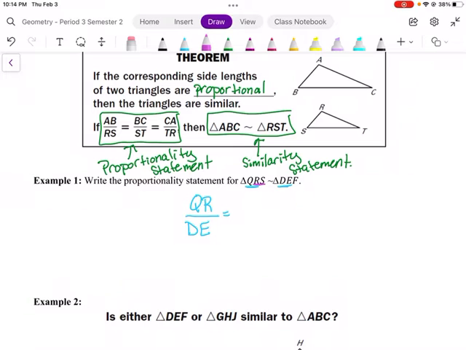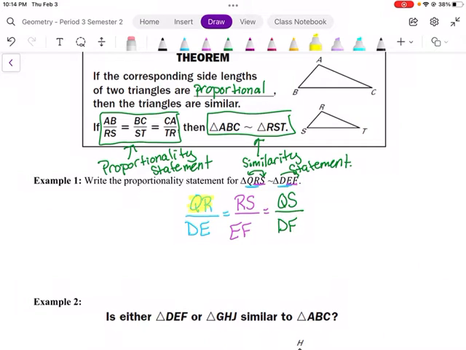Then if we do the second two letters in each name, we can do RS over EF. And then lastly, we can do the first and the last letter of each triangle name. So we can do QS over DF. One thing you'll notice is these segment lines do not have the symbol of a line segment over them.